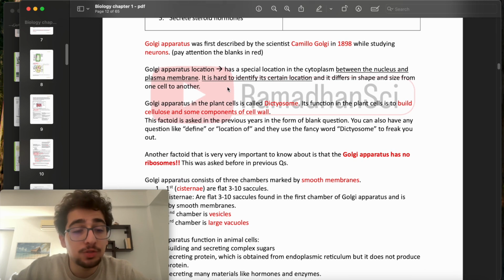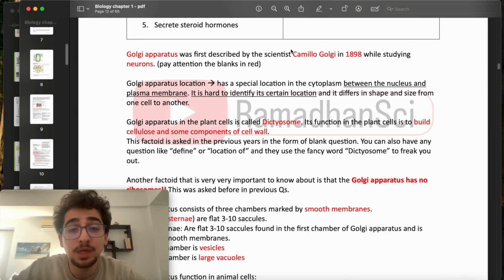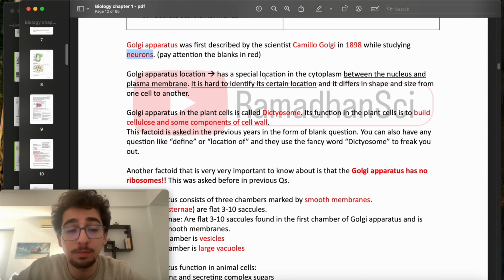We can have a lot of questions in Golgi apparatus. Who discovered it, the name of the scientist, the year that he discovered it, and how did he discover it while he was studying neurons. So here we can get blank questions.